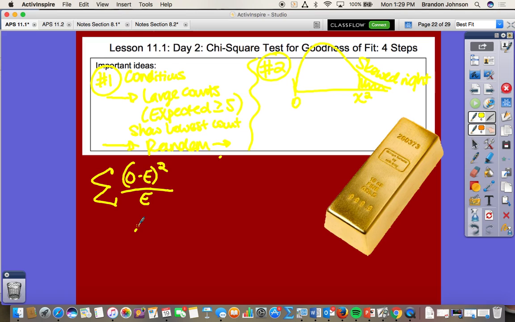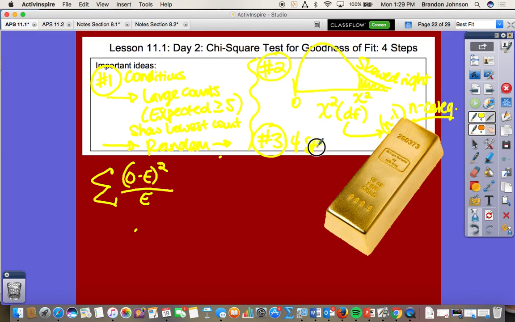Oh yes, the chi-square is also related with degrees of freedom. To find my degrees of freedom, I simply go n minus 1, where n is the number of categories. That's important, okay? And it refers to the categories that are there. And then finally, number 3, we want to make sure we hit on the last one.